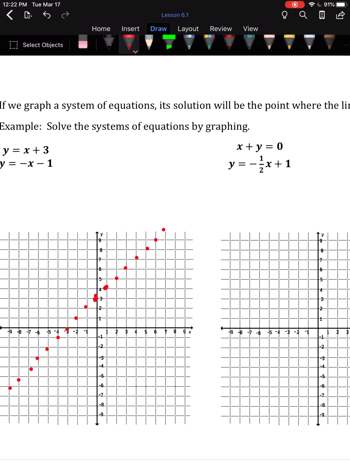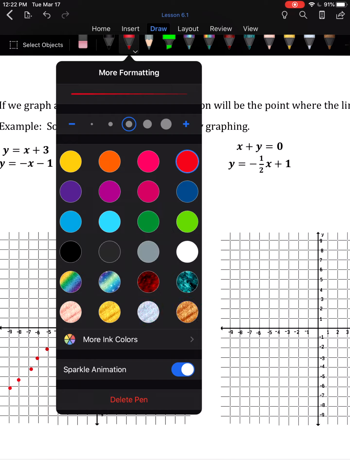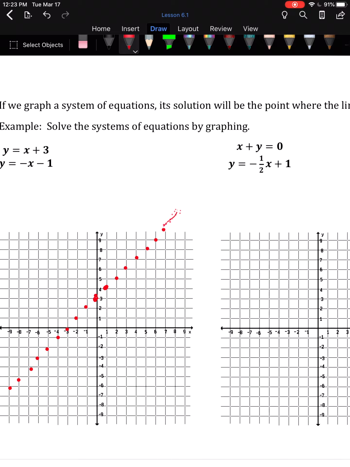I'm doing the best I can here. It's not the nicest. And of course, we would connect those with a line. So let me thin that back up and do a really poor job of drawing a line. Use a roller, you know.